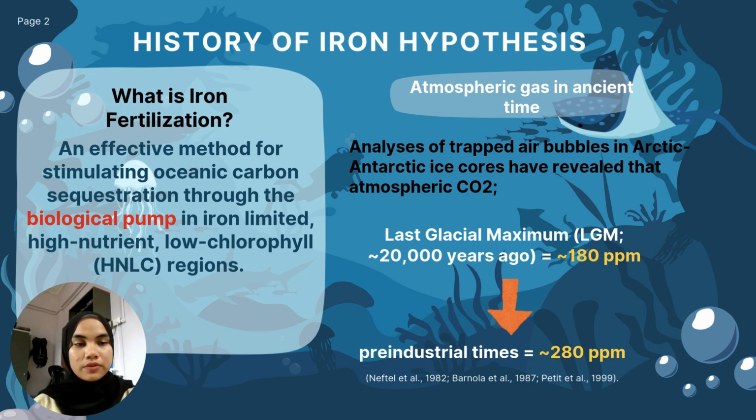What about atmospheric gas in ancient times? The idea comes from oceanographer John Martin back in the 1980s, who famously said, "Give me half a tanker of iron and I'll give you an ice age." His theory was inspired by ice core data showing that during the last glacial maximum, carbon dioxide levels were much lower, about 180 ppm compared to 280 ppm in pre-industrial times.